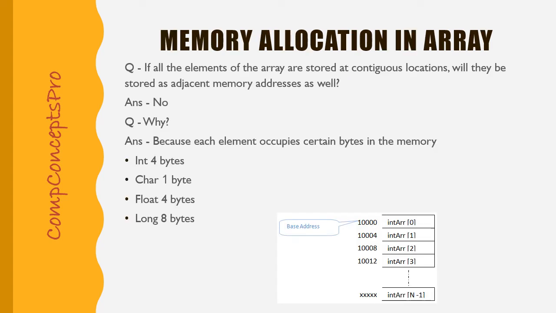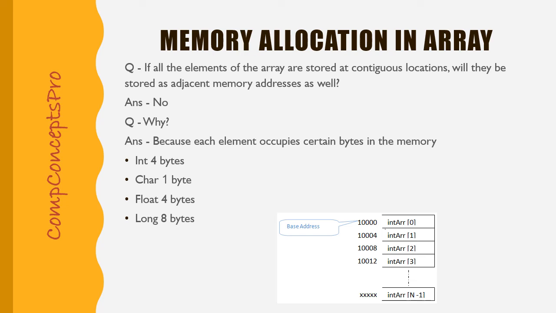After that comes a very important concept of memory address location. I had told you earlier that all the elements of the array are stored at continuous memory locations. But will the address of each element in the memory also be adjacent? No, because the base address allocation of each element depends upon the number of bytes each element occupies in the memory. Just have a look at this example.